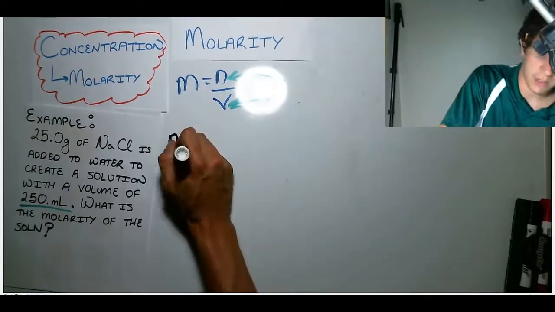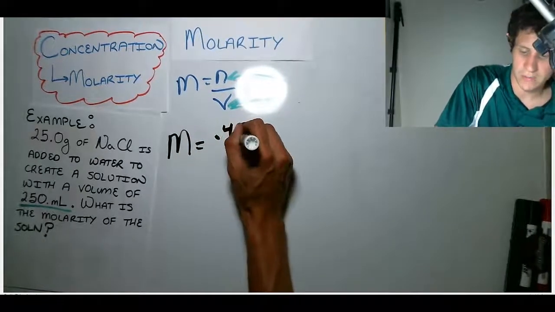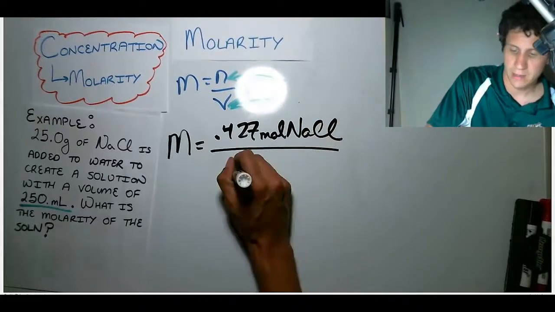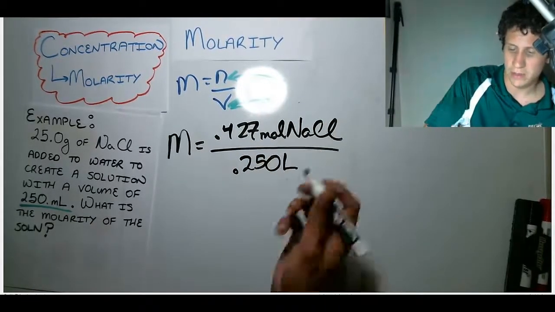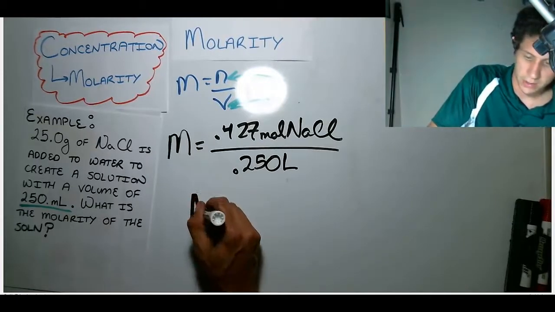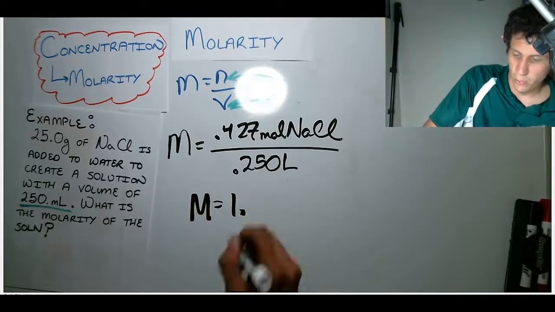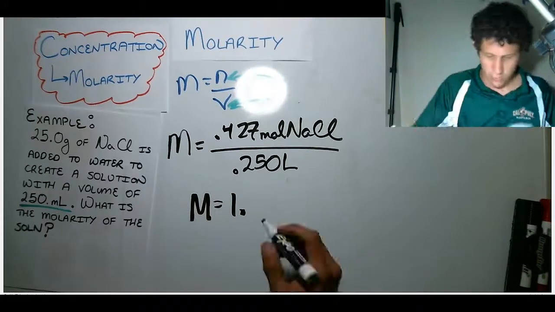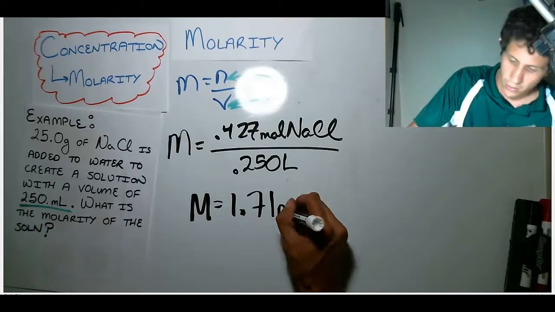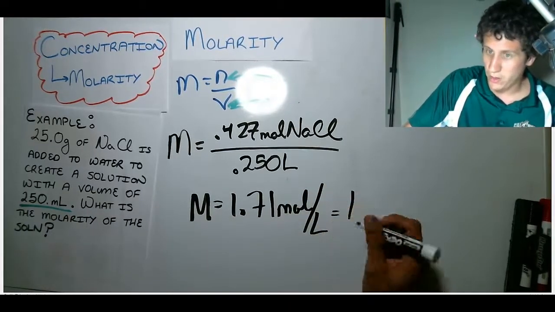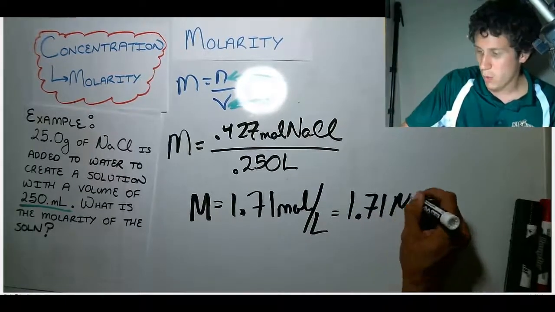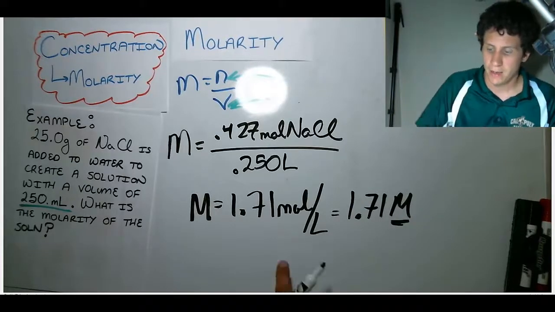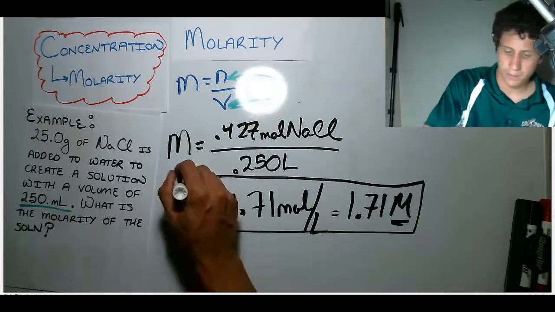So the molarity of my solution is going to be equal to 0.427 moles of NaCl divided by 0.250 liters of solution. Just divide, make sure I got my numbers right, you're going to end up with 1.71 moles per liter of solution. Or another way we'll write this is 1.71 molar. We'll just use a big M to represent molarity. This is the final concentration of that solution.